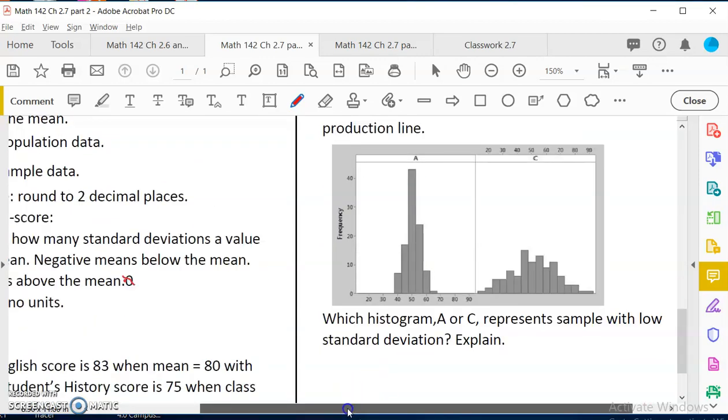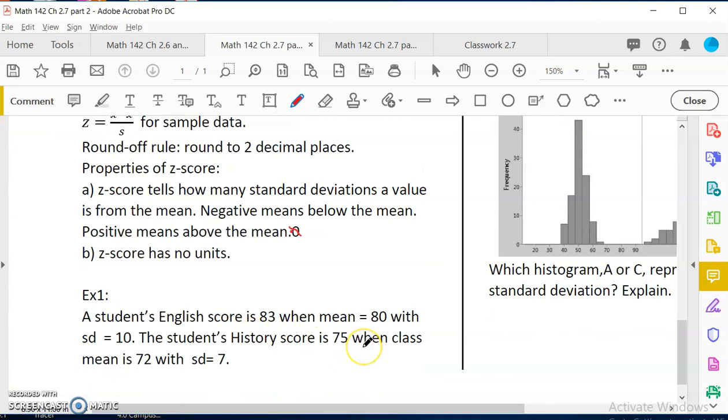Oh, here, I didn't read it. So a student has an English score of 83, but in the English class, the mean is 80. The standard deviation is 10. So that is 83 in English. This is the mean of the English, mu of English. And then S of English is 10.